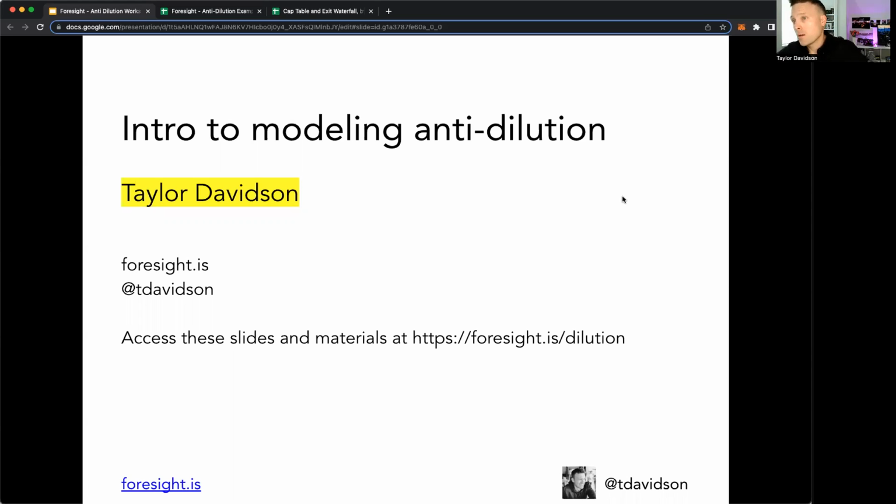So today, a bit of a run of show. I have some slides we're going to go through, and also a spreadsheet. The slides and the spreadsheet are currently available. You go to foresight.is/dilution. It'll take you to a drive. You can download the PDF of the slides. You can also view the Google Sheet. You might want to wait on downloading or copying over the Google Sheet, just because we might make some edits and changes today during the workshop.